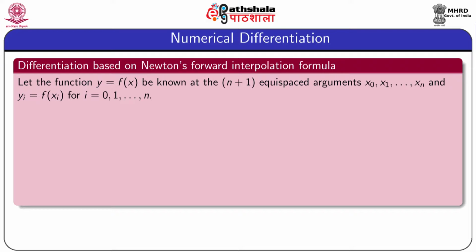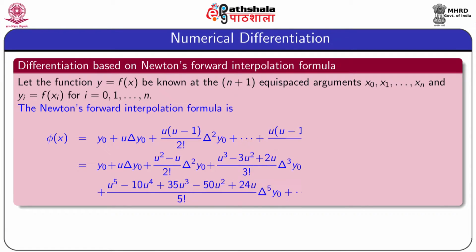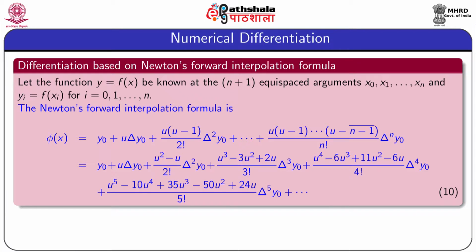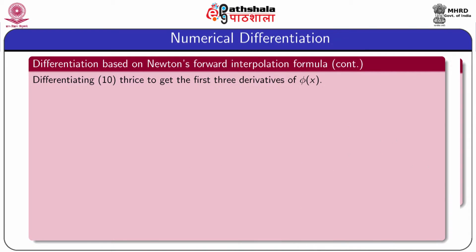In this case, we assume that the function y equals f x is known at the n plus 1 equispaced arguments x0, x1 up to xn, where y i equals f of x i and i equals 0, 1 up to n. So, for these arguments and for this y, the Newton forward interpolation formula is given by equation 10. This formula is deduced in chapter 2. Now, we differentiate equation 10 thrice to get the first three derivatives of the polynomial phi x, or the approximate first three derivatives of the given function f x.